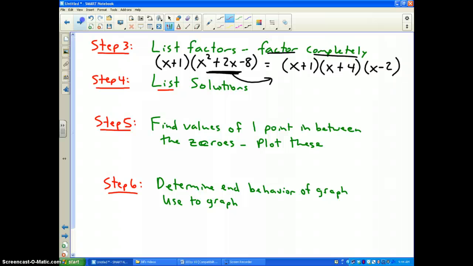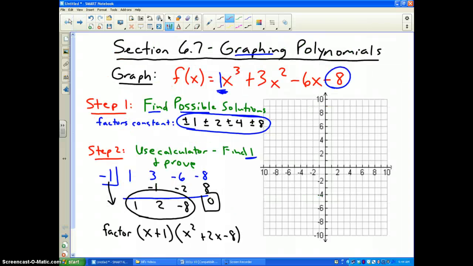So step 4 then is to list the solutions. Well, we know this factor gives you a solution of -1. This factor gives you a solution of -4. And that factor gives you a solution of 2. So I'm going to go back a slide to our graph, and I'm going to plot those points.